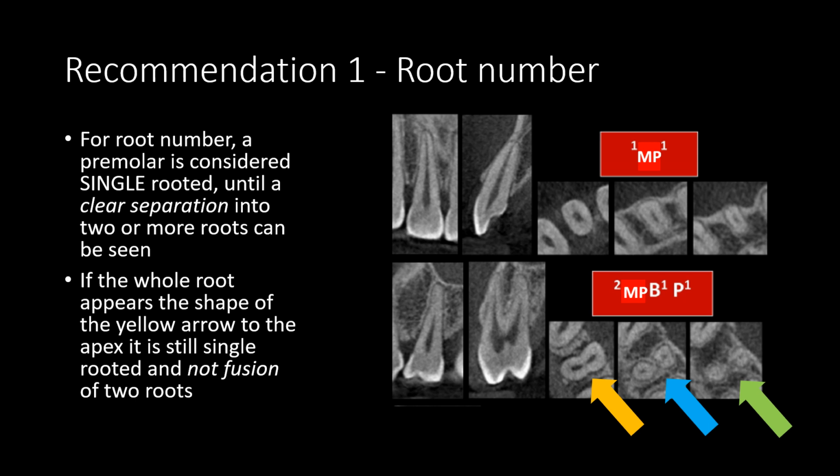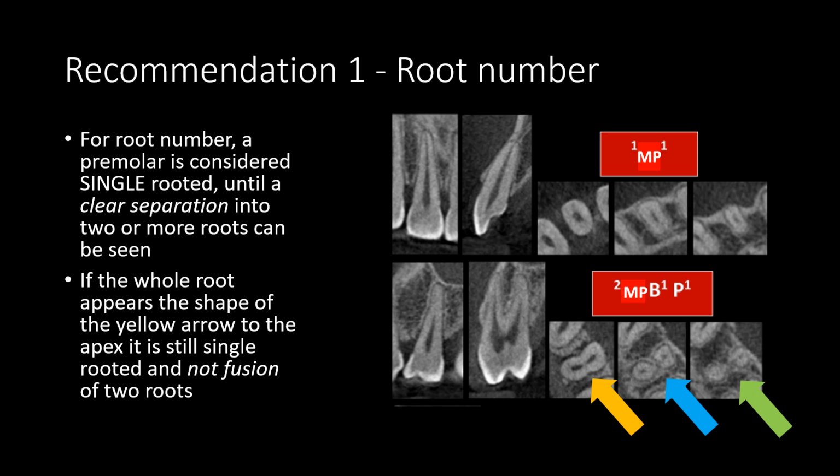So in the case illustrated at the top of the slide, that is an anterior tooth, but the principle applies as well. If you notice in the coronal third, in the middle third, and the apical third, that there's no split of the roots, that would be considered a single-rooted tooth.